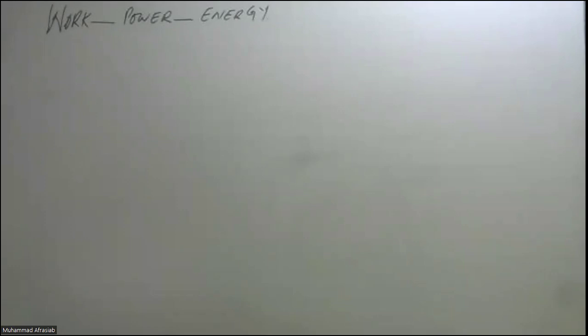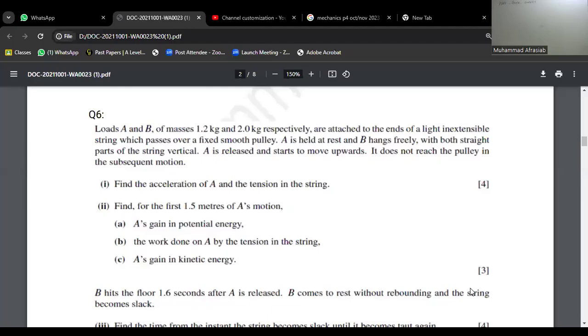Now we are starting question number 6 of this topic, work, power, energy for AS level. Loads A and B of masses 1.2 kg and 2 kg respectively are attached to the ends of a light inextensible string which passes over a fixed smooth pulley.